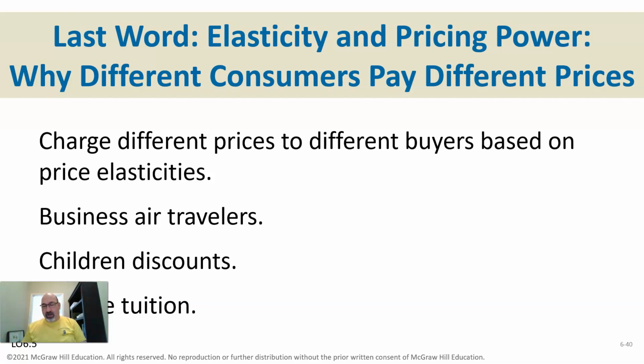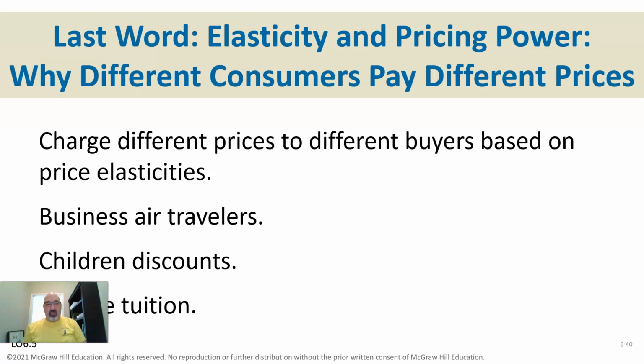So you can do that if you have a couple of different conditions. Those conditions are: one, you have two groups with different elasticities. Two, you have an easy and cheap way to change the price. Let's make that clear. And three, you have the ability to prevent resale of the good. If you can meet those three conditions, you can do what we call price discrimination.